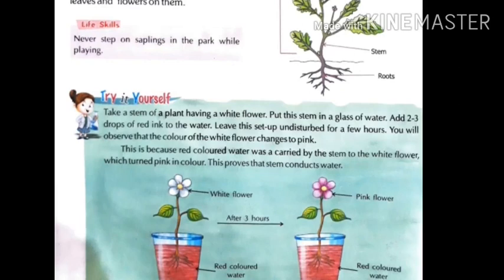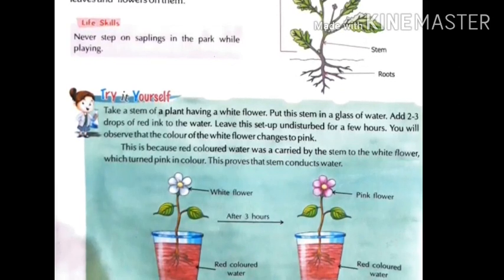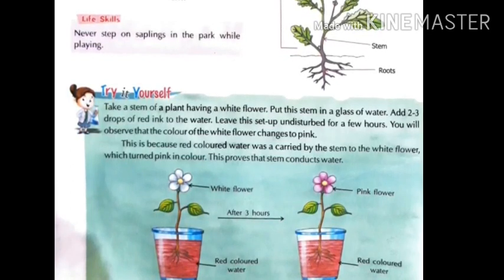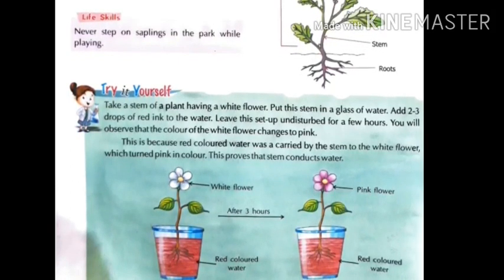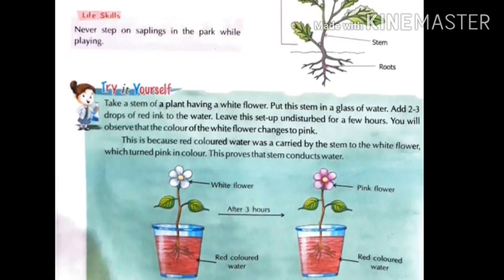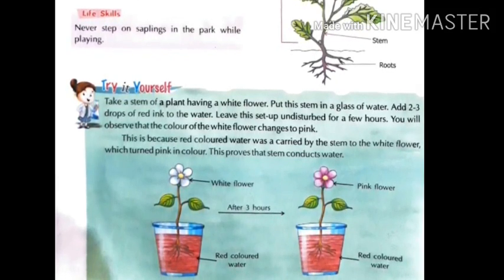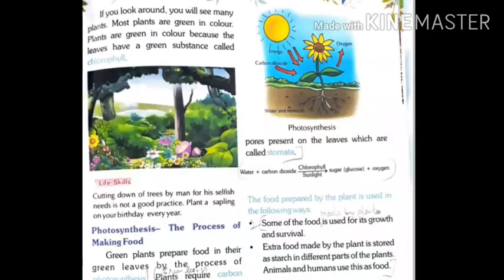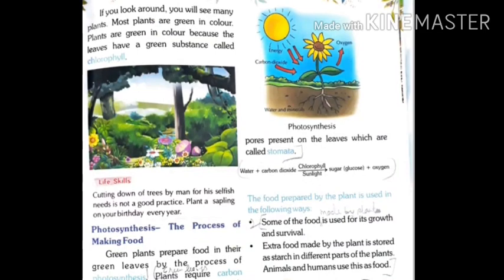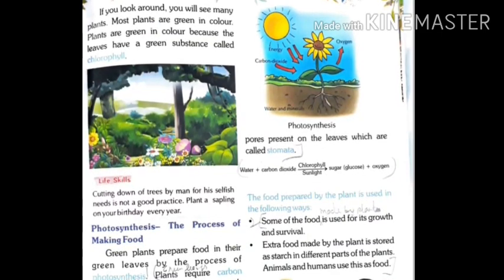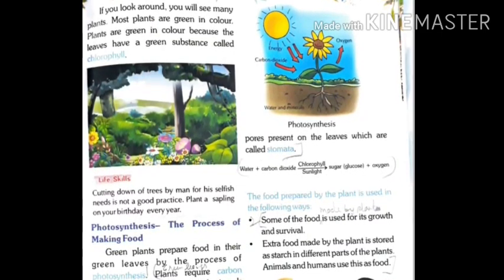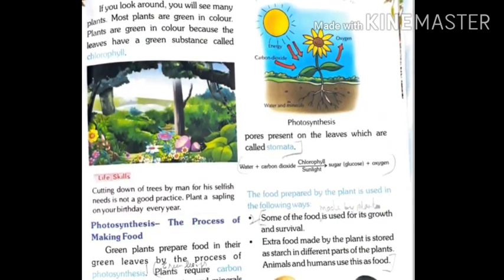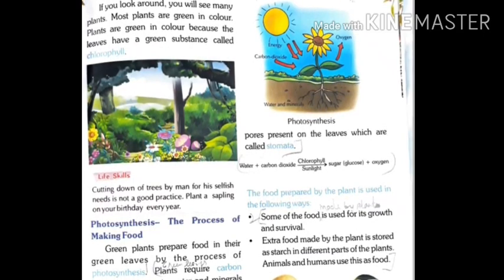Now why does it happen? Because the red colored water was carried by the stem to the white flower, which turned pink in color. This proves that stem conducts water. Now see, if you look around, you will see many plants. Most plants are green in color. Plants are green in color because the leaves have a green substance called chlorophyll.